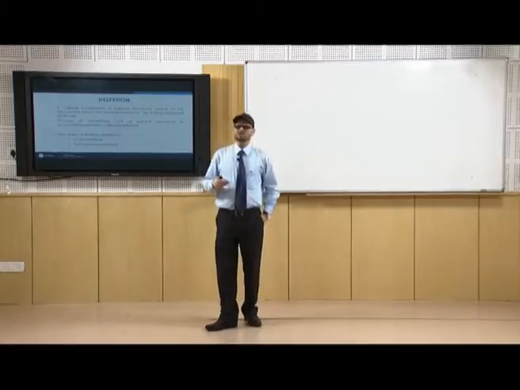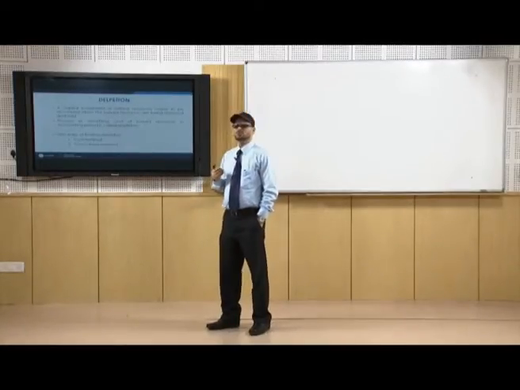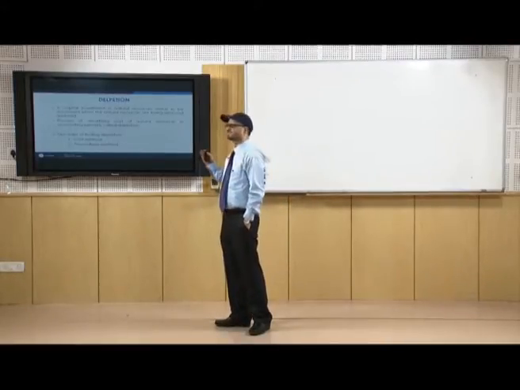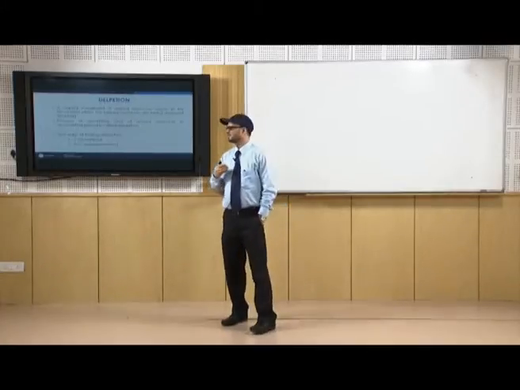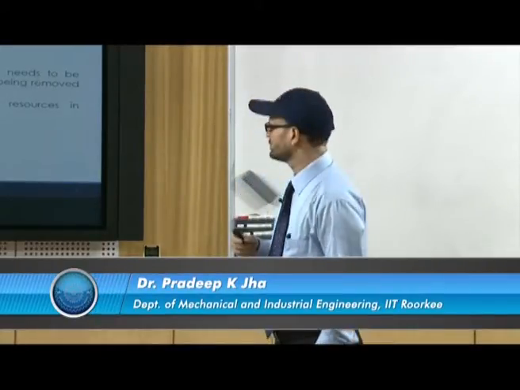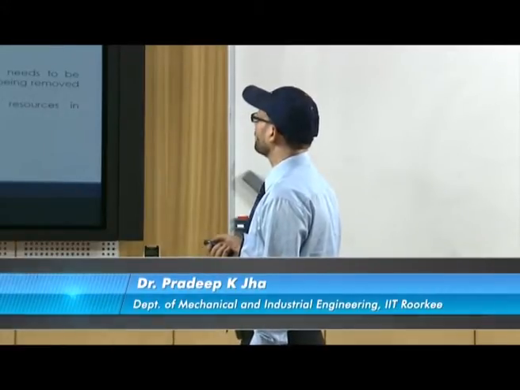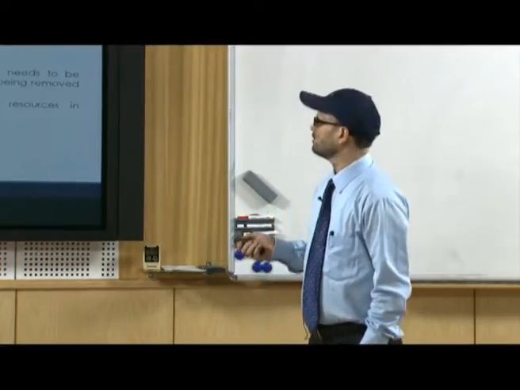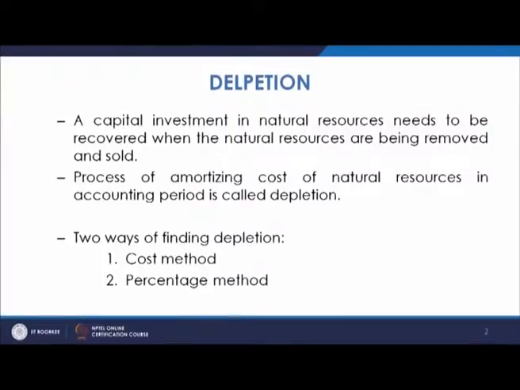So, when we talk about natural resources, the term depletion is used instead of depreciation, because in this case there is piecewise removal of the asset in question. Suppose we talk about natural resources, oil reservoirs or mines. In that case, the process of amortizing the cost of natural resources in an accounting period is known as depletion. As time progresses, the amount of resources is being depleted, and for that a depletion allowance is given for the recovery of the loss which is caused because the natural resources are lost during the mining process.